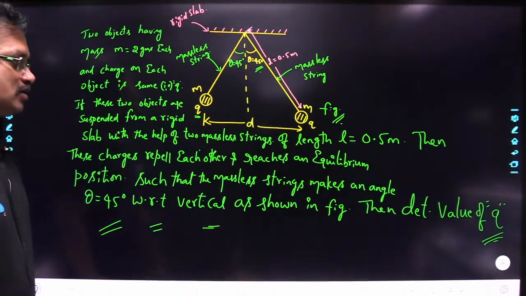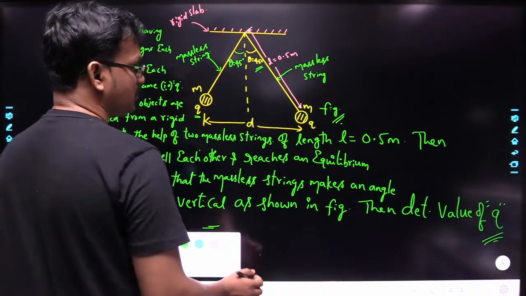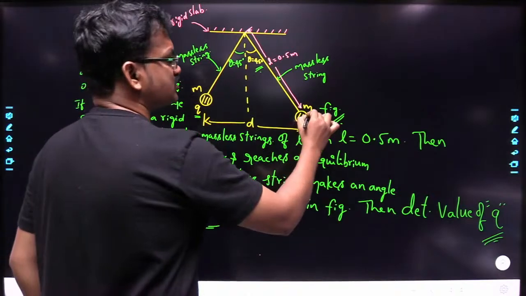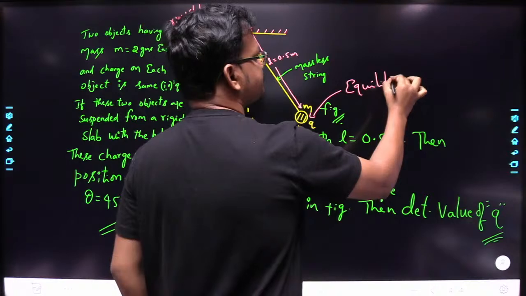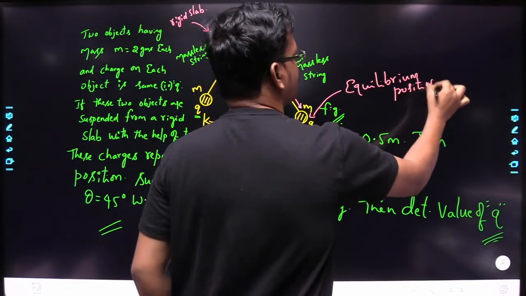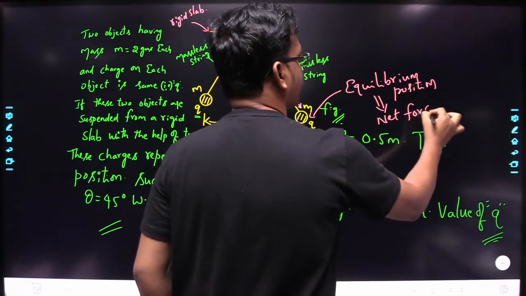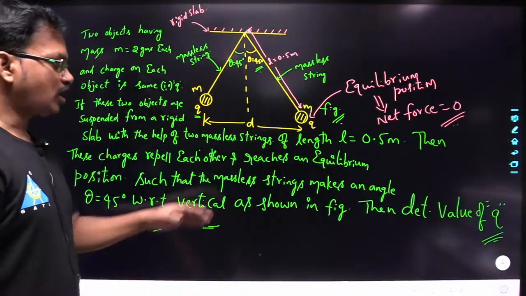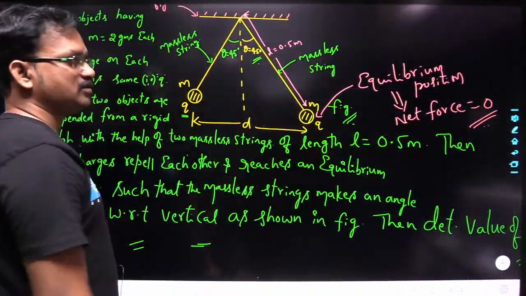Understood? Okay, so I will give you one clue here. See here, this is the equilibrium position. They have reached the equilibrium position. Equilibrium position means the net force acting on it must be equal to 0. So first you have to draw the forces that are acting on the object.